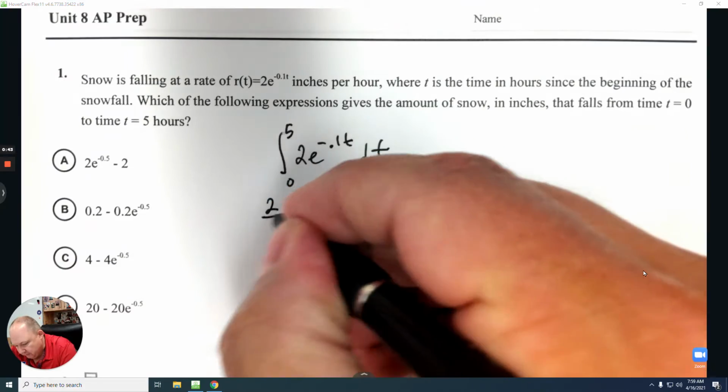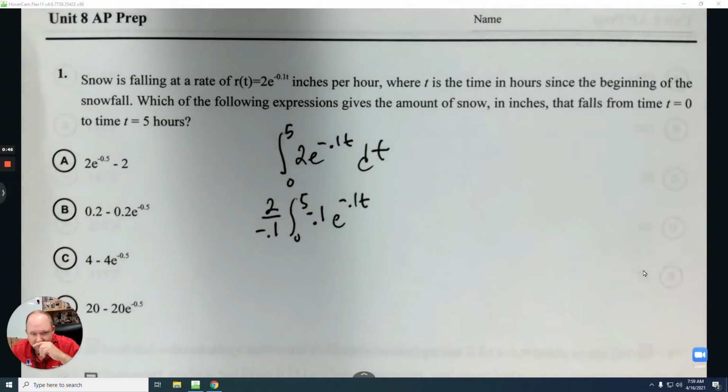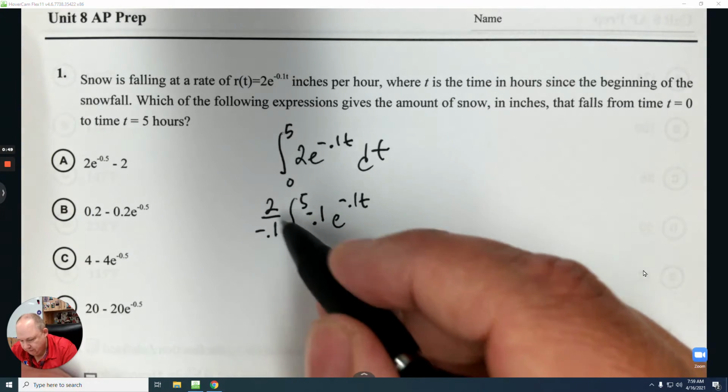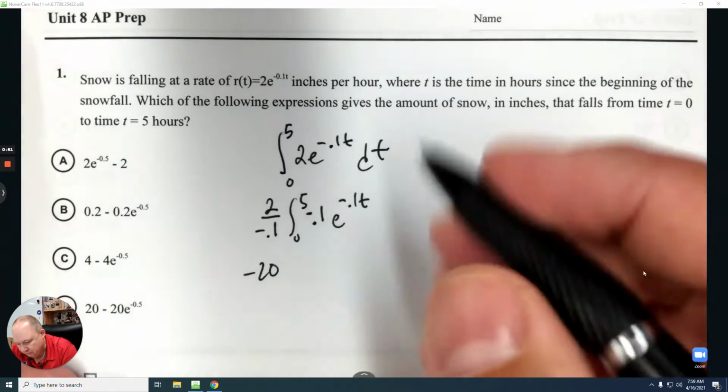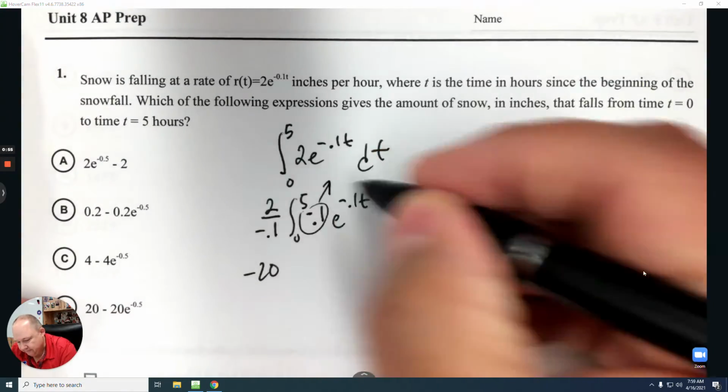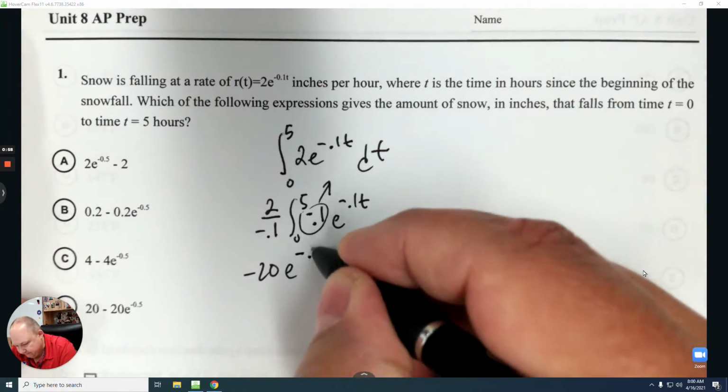What was it before, and then what did it become? That becomes the fraction in front. Recognize that 0.1 is 1/10. So you're going to multiply times the reciprocal and get negative 20. Now you can unhook, and the rule for e is copy it.